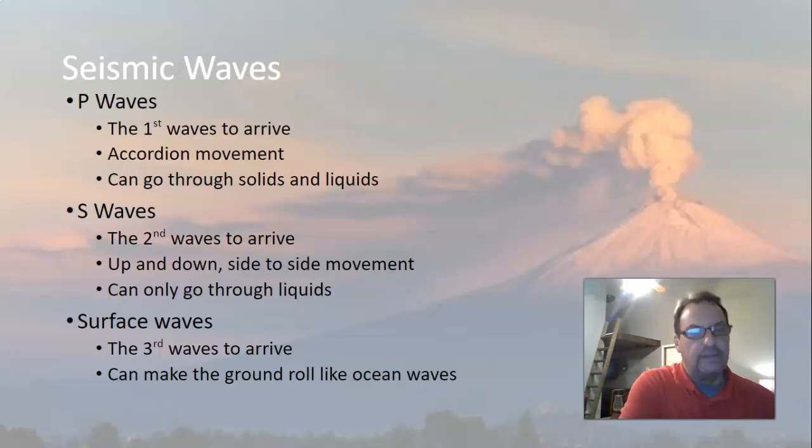The S waves, a lot of times students think that stands for seismic waves, but the S waves actually stand for the secondary waves because they're the second waves to arrive. This creates an up and down or side to side movement, but these can only go through liquids. So think about S waves only going through liquids, while P waves can go through solids or liquids. And then we have the surface wave as our third wave, and this makes the ground roll like an ocean wave. This is actually the one we will really feel. This is what may move us, this particular surface wave.